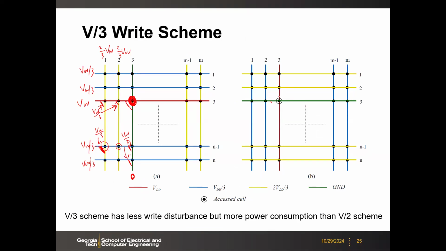Similarly, you can look at the reset operation. You just reverse the voltage. I will skip the discussion, but the same conclusion: only this cell will see negative V write voltage. Other cells will just see 1/3 of the voltage.